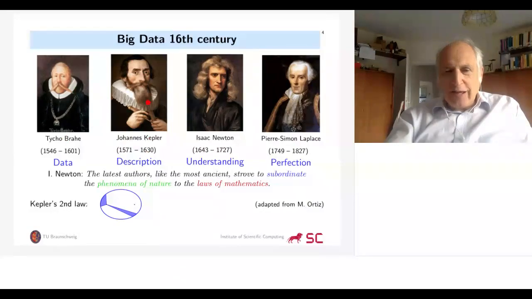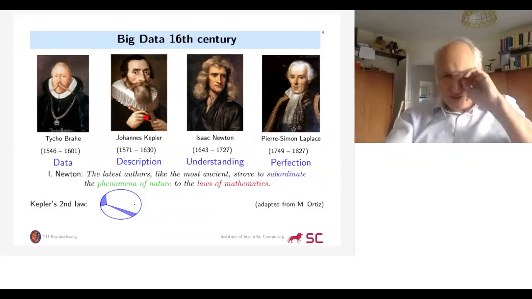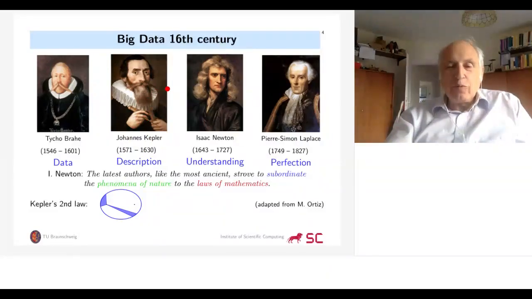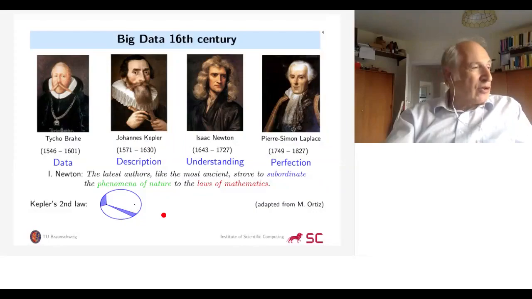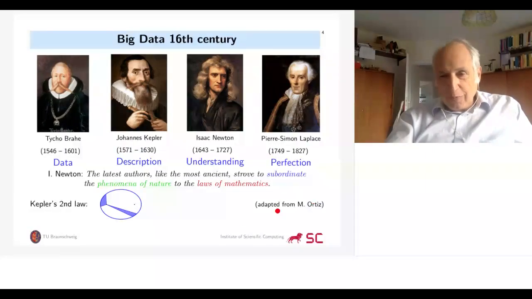Good. And Johannes Kepler did, you could say, big data analysis, not 21st, but 16th century, okay, end of the 16th century. And he came up with what we know as Kepler's laws, okay. And so if you remember, the first law is that the planets move around the sun in ellipses, on ellipsoidal paths, and that the sun is in one of the focal points. And I'm adapting this, by the way, this little example from Miguel Ortiz.